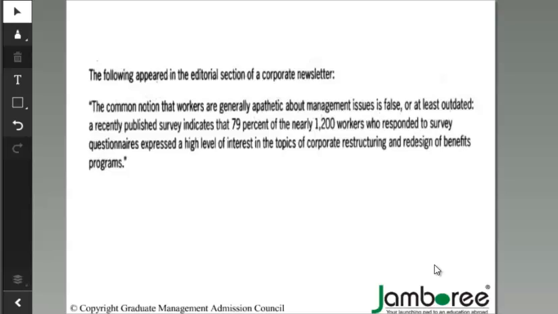Defining what management issues are. What is high? What's the definition of a high level of interest? Exactly. So yes, you guys have got it.